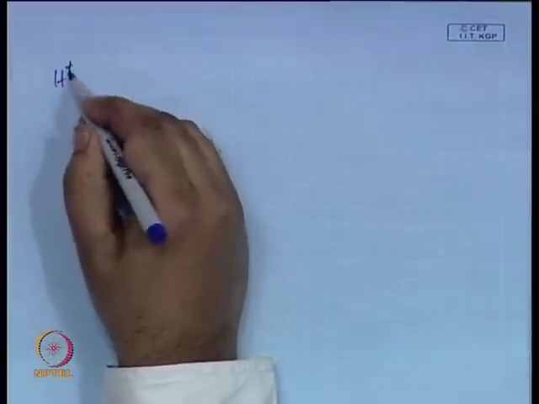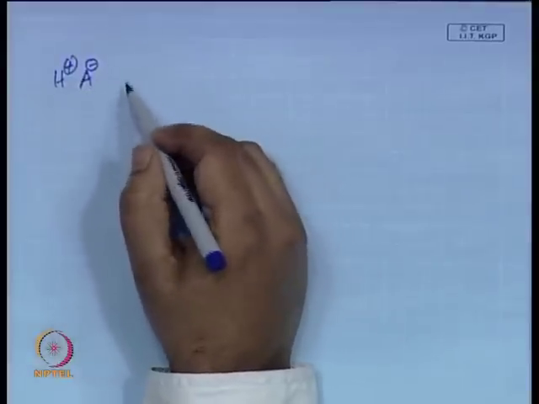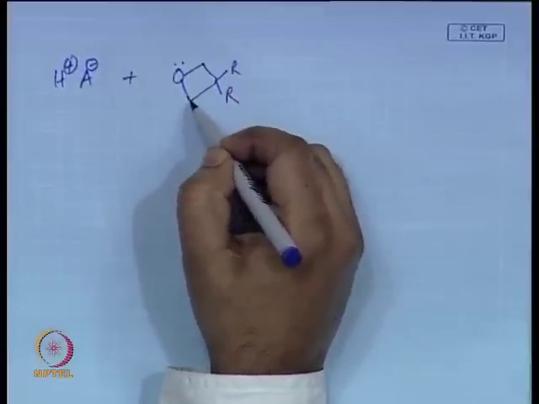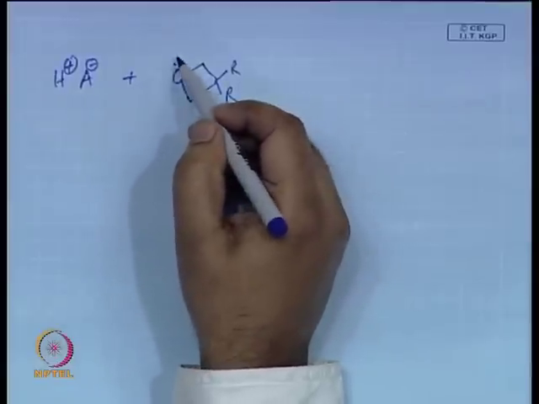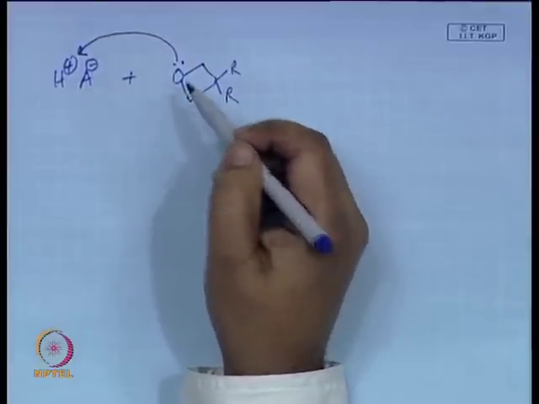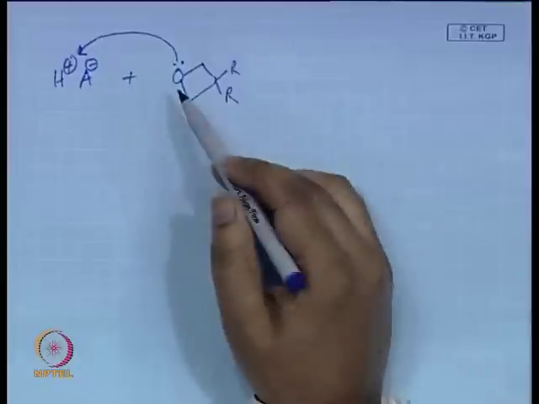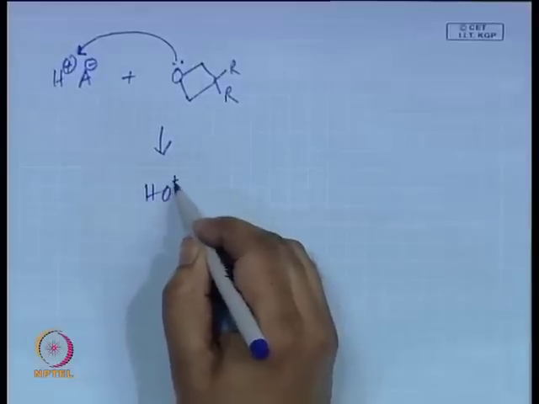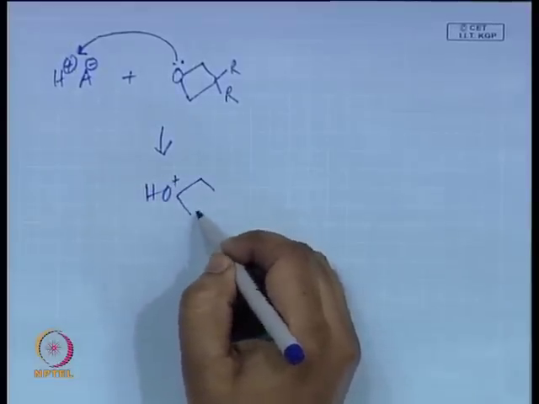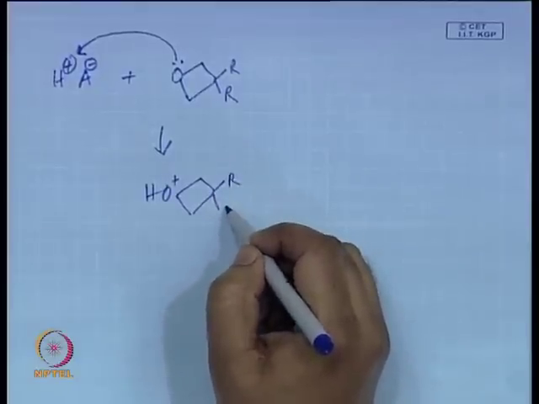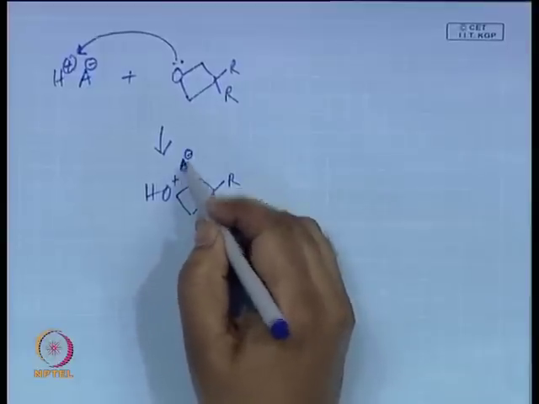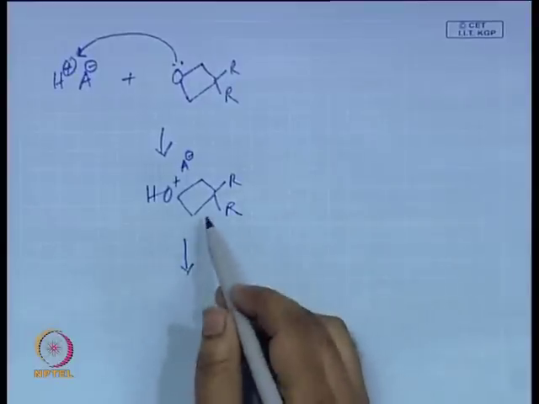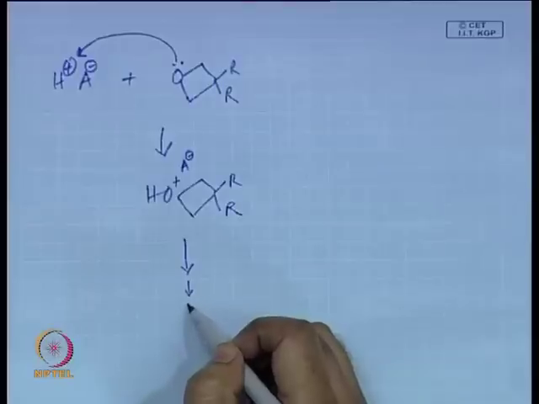Now, let us talk about a 4-membered ether. In this case there is a nucleophilic attack of the oxygen to the proton and you actually form a secondary oxonium ion. In all these cases you have a counter ion associated with that. This will react with another monomer and propagate the chain.